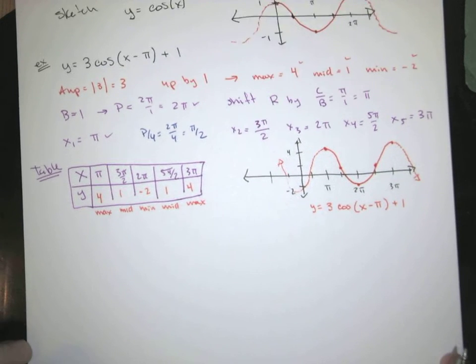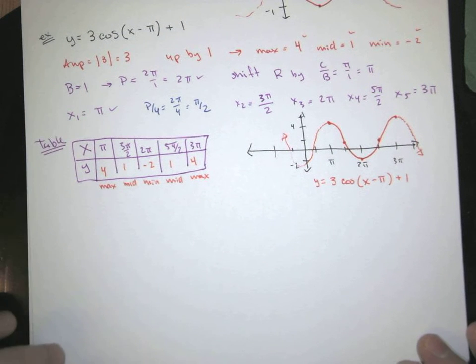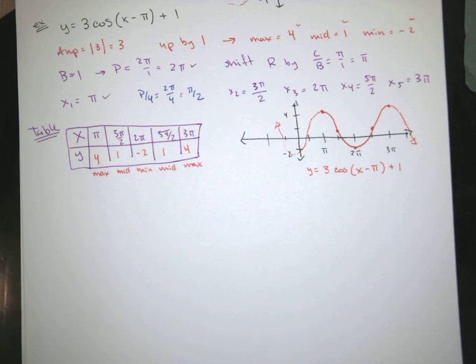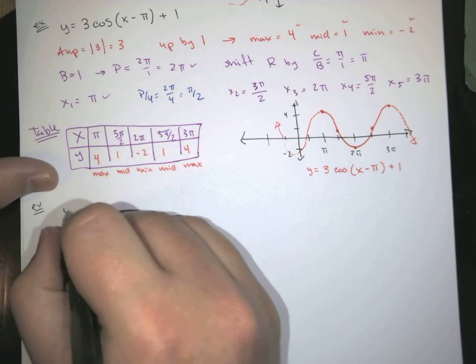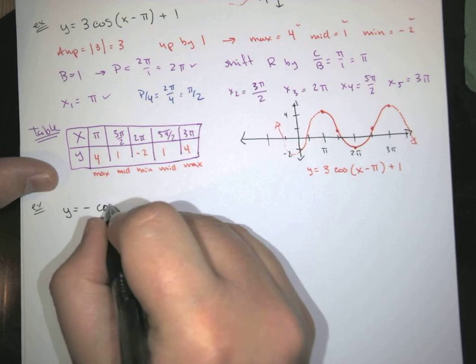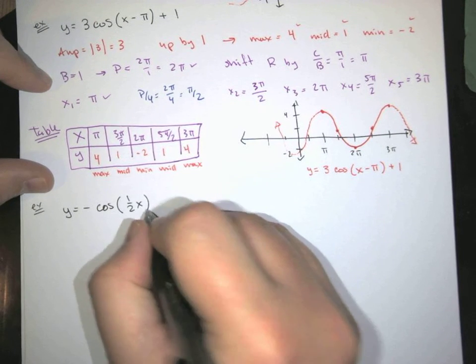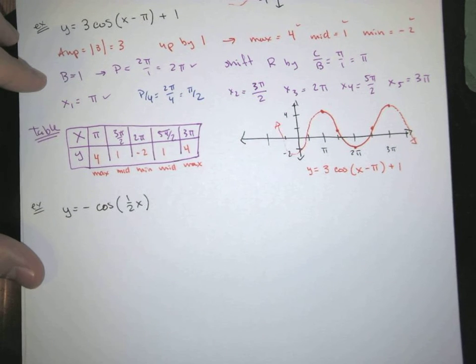Let's do one more for good measure. Let's maybe flip it. What else could we do? Let's try to do some things we didn't just do in the last one. Let's just do negative cosine. Let's just do 1/2 x. And let's, I don't know, just leave it. I guess, sure. What more do you want? We'll do one that's a little bit more plain.